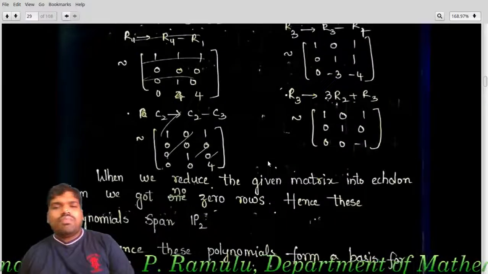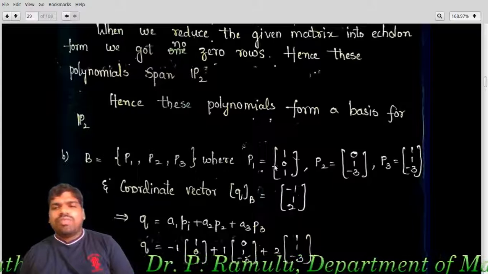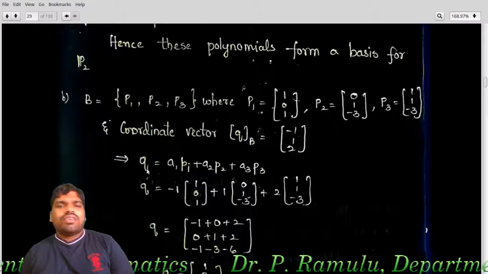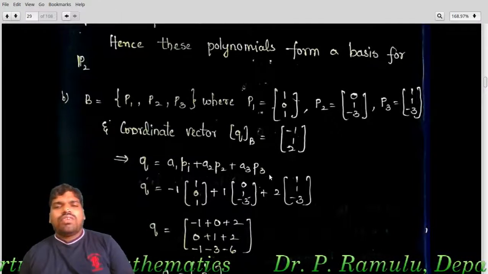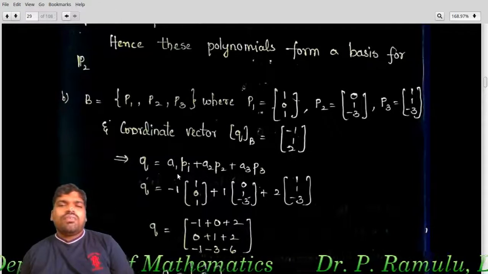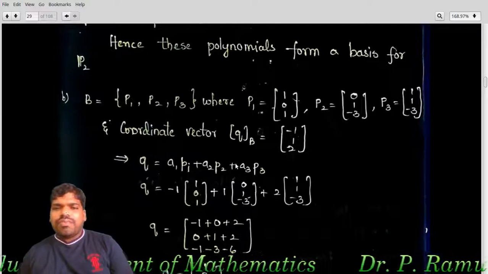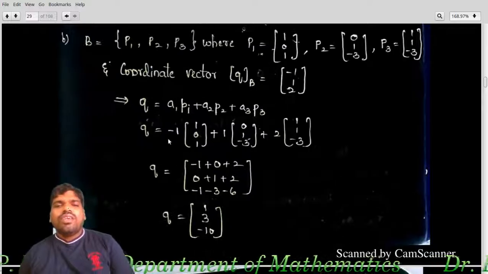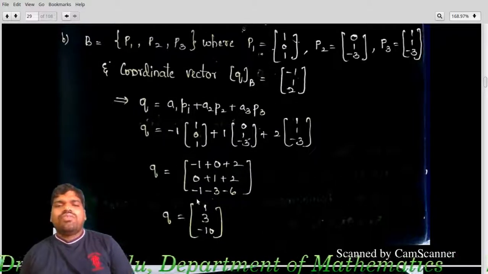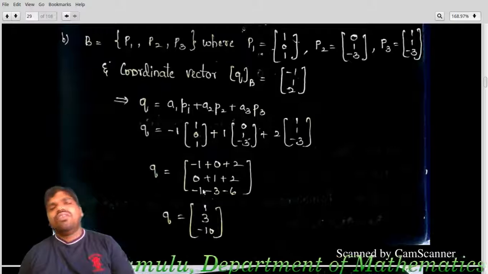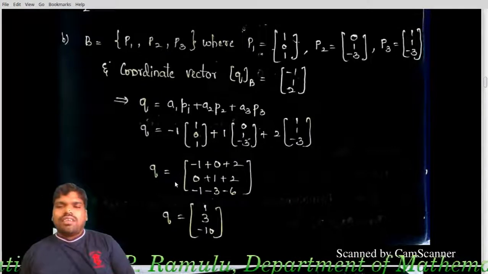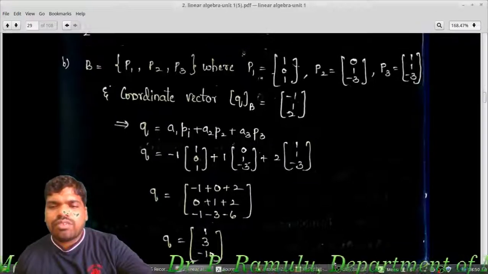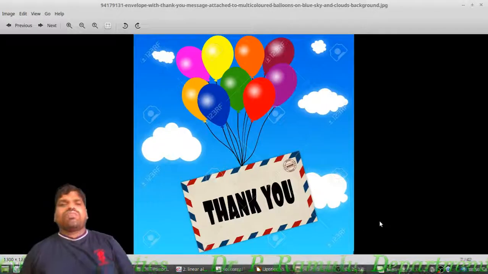But we already showed that this is a basis. Now basis B is where P1 is equal to this. We already know by the coordinate matrix that Q is equal to A1 P1 plus A2 P2 plus A3 P3. A1 is nothing but -1, so A1, A2, A3 are -1 and so on. P1 is this, P2 is this, P3 is this. If I add and multiply, we get Q equal to 13 minus 10, right? So this ends lecture 12. Thank you for watching this.